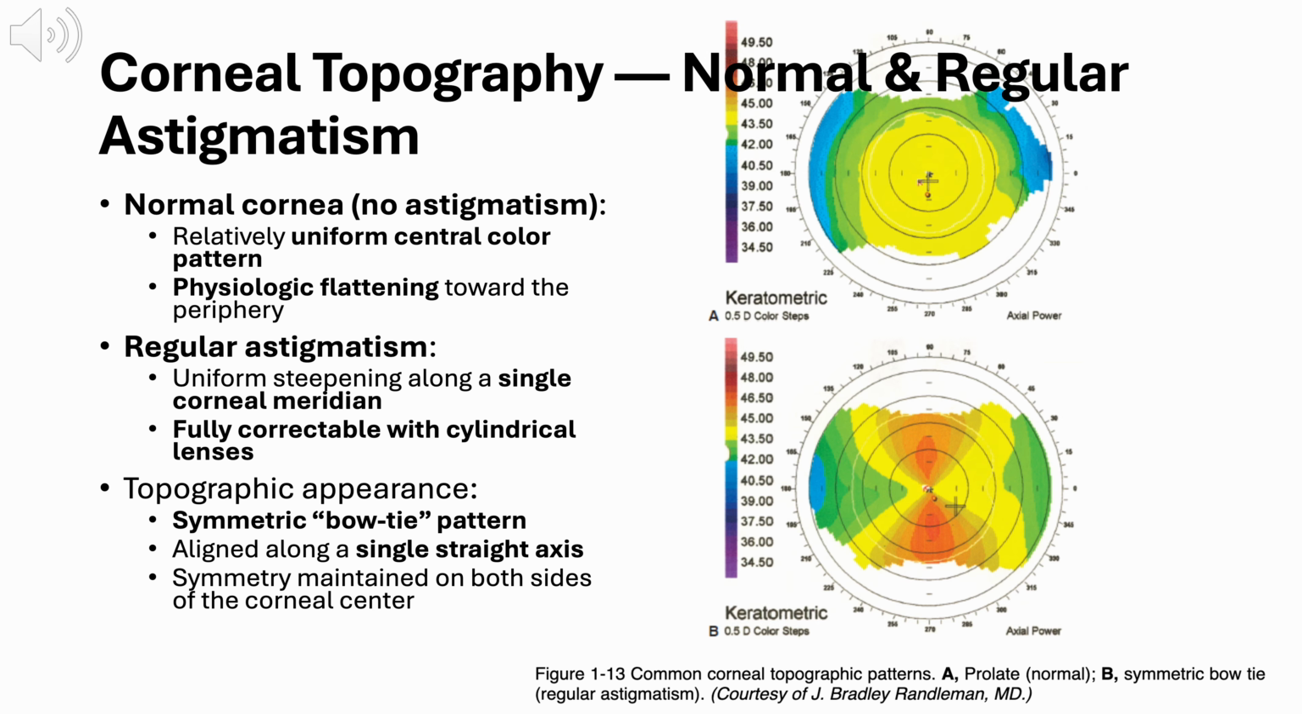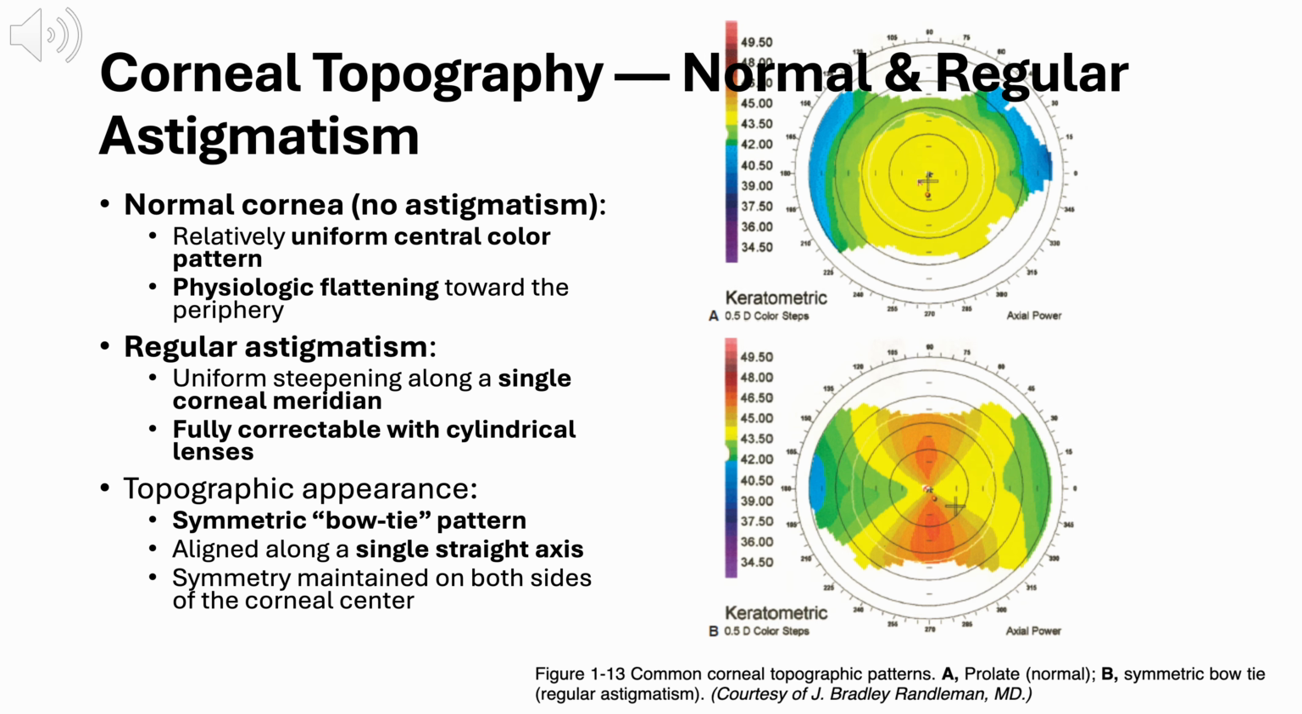With regular astigmatism, the cornea is steeper along one meridian and flatter along the meridian 90 degrees away. Because that steepening is uniform and follows a single axis, it's fully correctable with cylindrical lenses. On topography, this appears as a symmetric bow tie pattern. The two lobes are aligned along a single straight axis and are mirror images of each other on either side of the corneal center. That symmetry is the key feature. It tells you the astigmatism is regular rather than irregular.